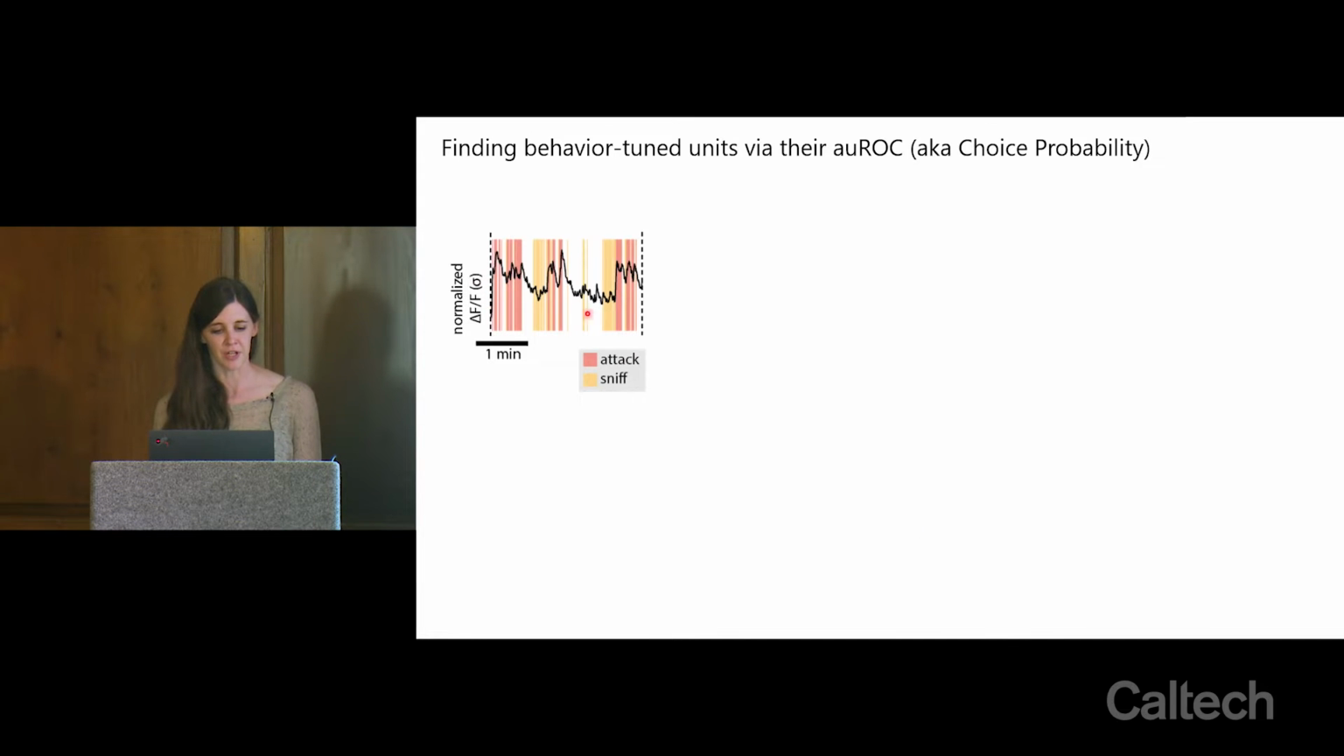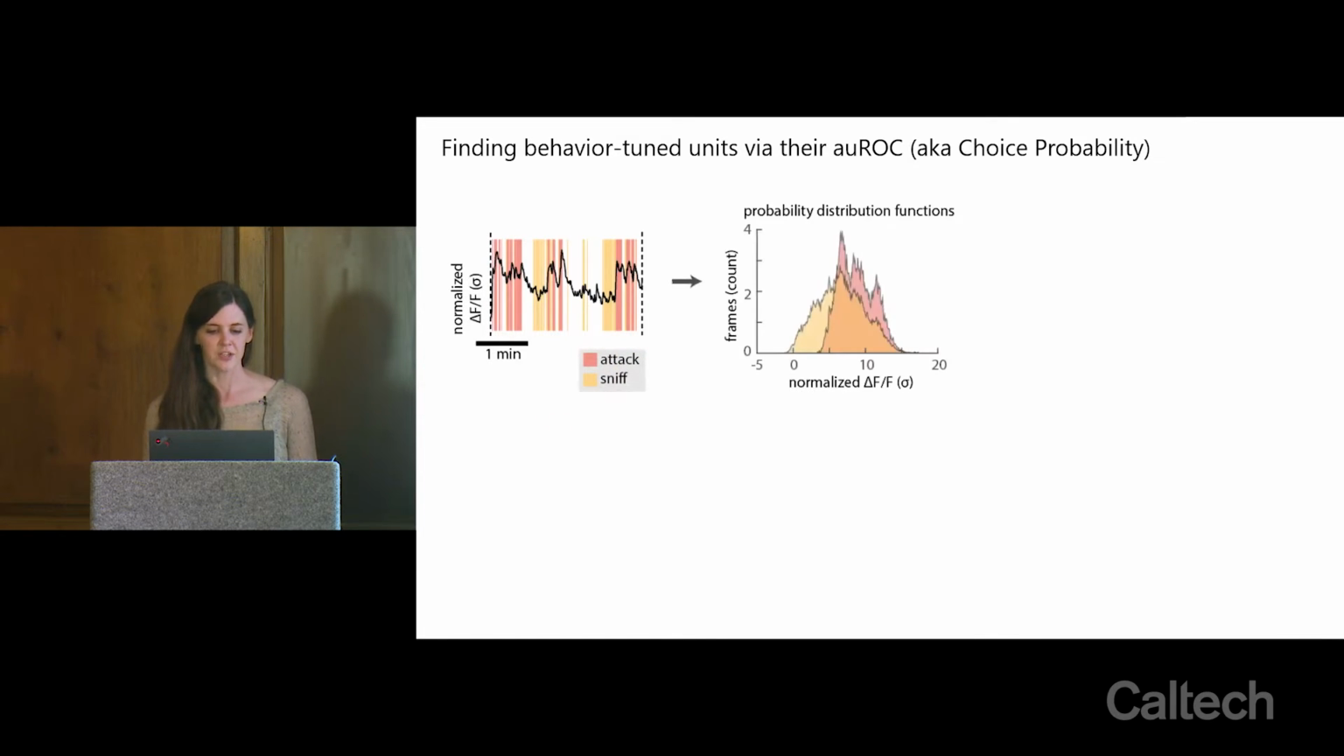So here I'm showing you a neuron that was imaged in VMHVL, an attack-associated nucleus, and we're seeing superimposed over the animal's behavior the trace of the neuron activity, and we have bouts of attack and bouts of sniffing. This looks like a cell that's a little more active during attack than investigation. To put a number on this difference, we can take all of the attack frames in the data set and all of the sniff frames, and make a pair of histograms of the activation of the cell, the delta F over F, on all of the attack frames in red and on all of the sniffing frames in orange.